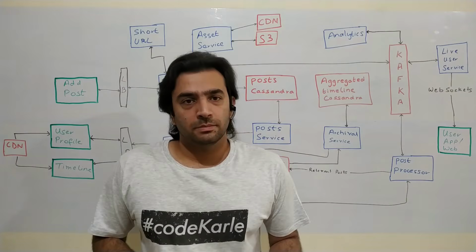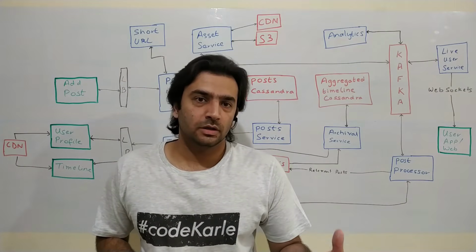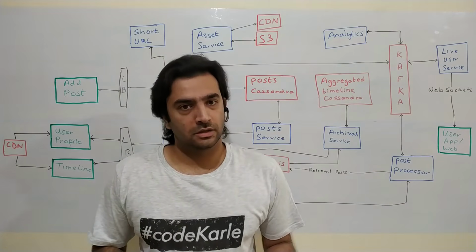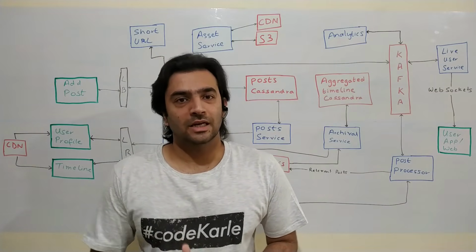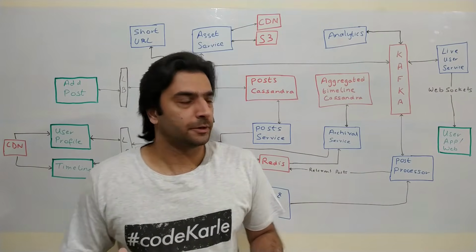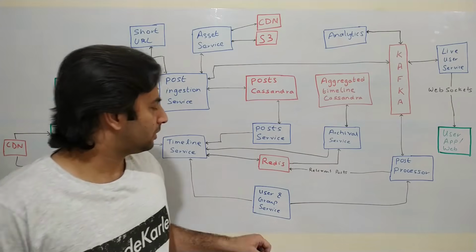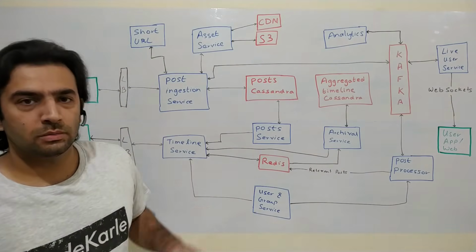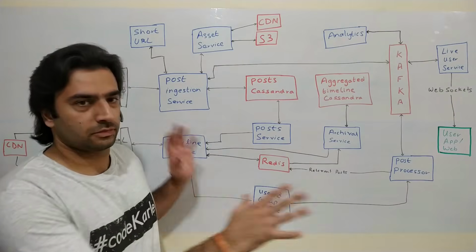Now, this post processor gets the event from Kafka, which has the content of the post and some tags along with that. And obviously the user ID who posted the content. It then queries user service and group service. So these are two separate services. I've just clubbed them into one box so that it's easy to draw it out.